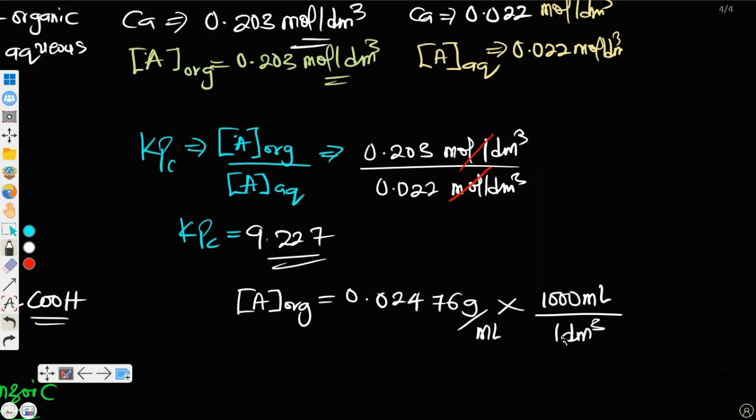We put it like this. 1000 mil is equals to 1 dm cube, in such a way that mil can cancel mil. 1000 times this is going to give us 0.02. 1000 times everything you have there will be 1, 2. I think it's more than this.